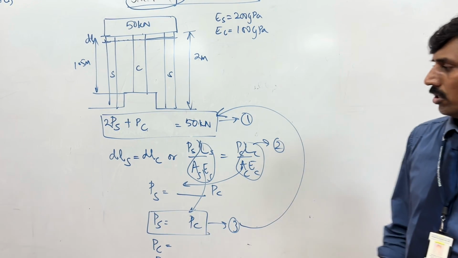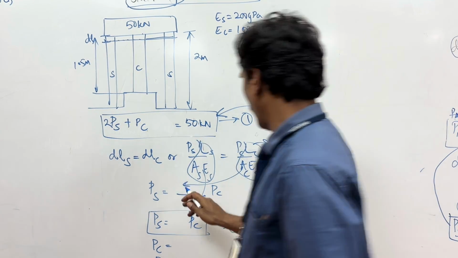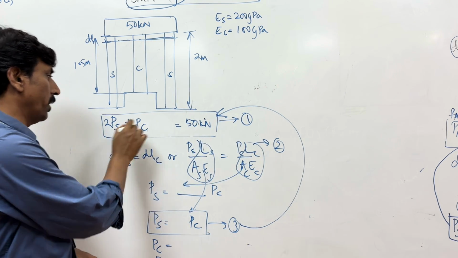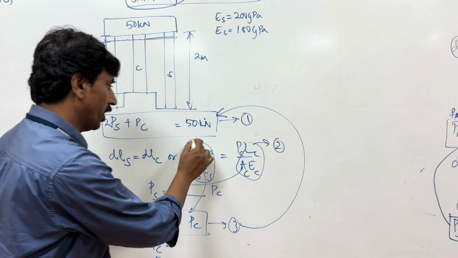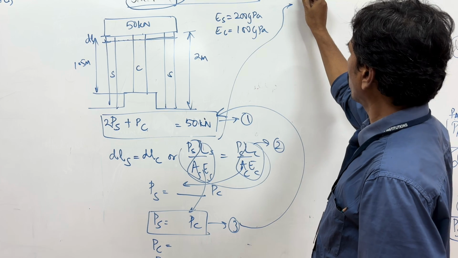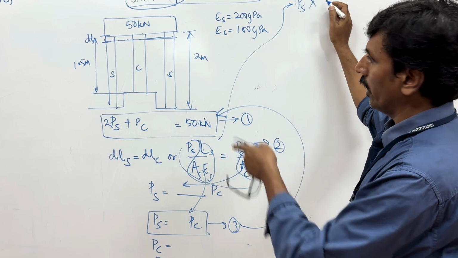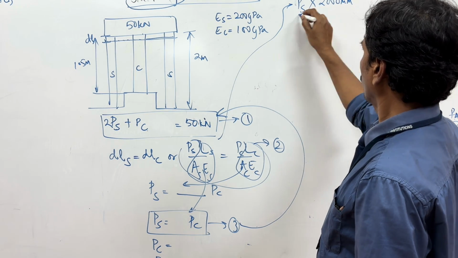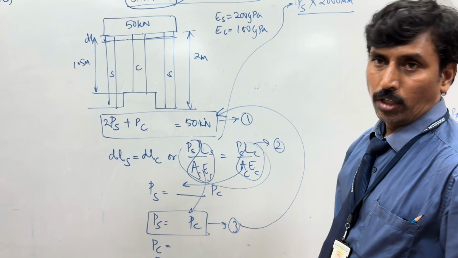numerical. So let us start solving this numerical by using this concept here. So let us start with this value because you need to substitute this value into this. So anyway, I've already written here 2PS plus PC is equal to 50 kilonewton. So let us start with these values now. Here, I will substitute these values. Load in steel is not known to me, so let me call it PS, multiplied by the length of steel, which is how much? 2 meters. So let us call it 2000 millimeter because we are expressing everything in terms of MPa, which is actually Newton per mm square.